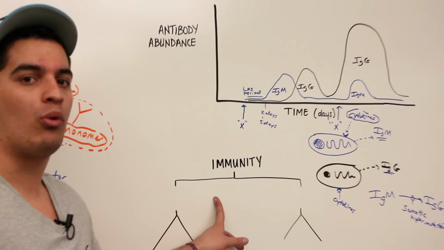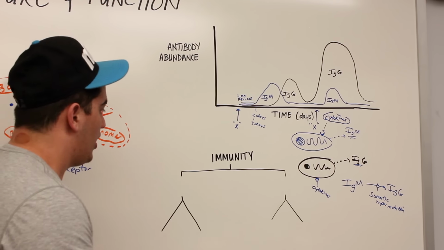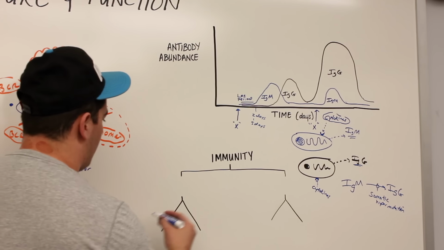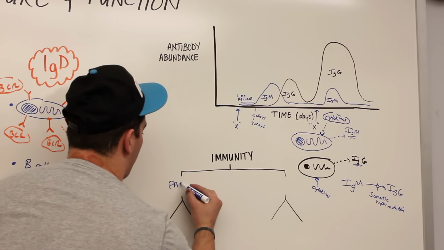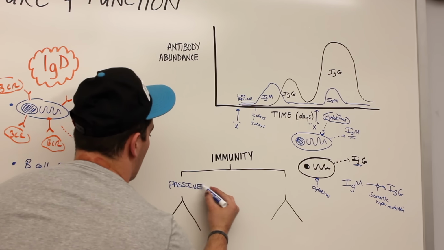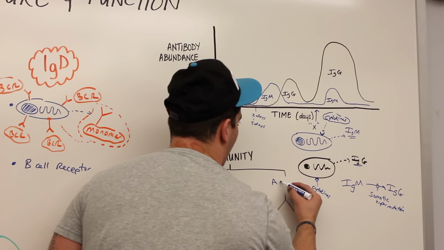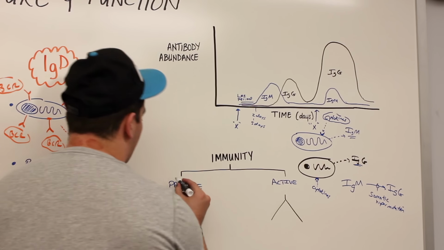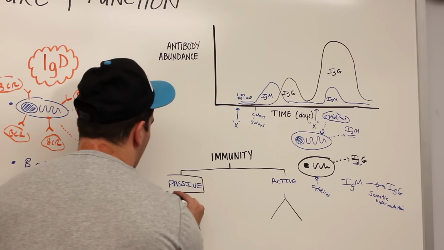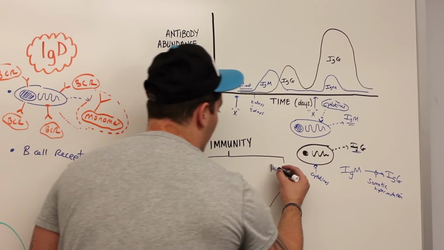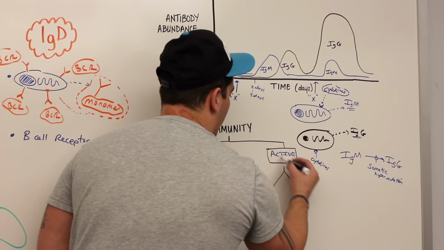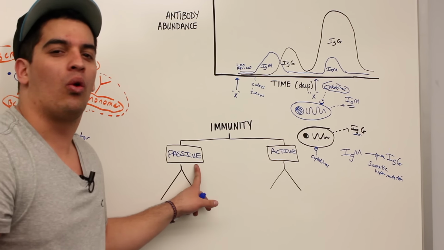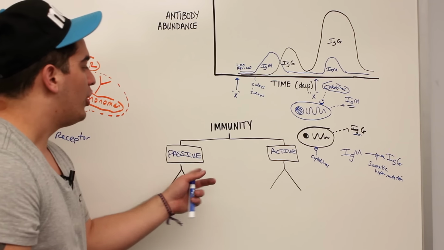Let's talk about a couple more things and then we're done with this lecture, right? Immunity has two types. One type is called passive, and the other type is called active. Now, what is the difference between passive immunity and active immunity? Passive immunity means you didn't have to do anything to get that form of immunity. It was given to you without you having to do any work, or produce any antibodies in response to it. So you were given these.